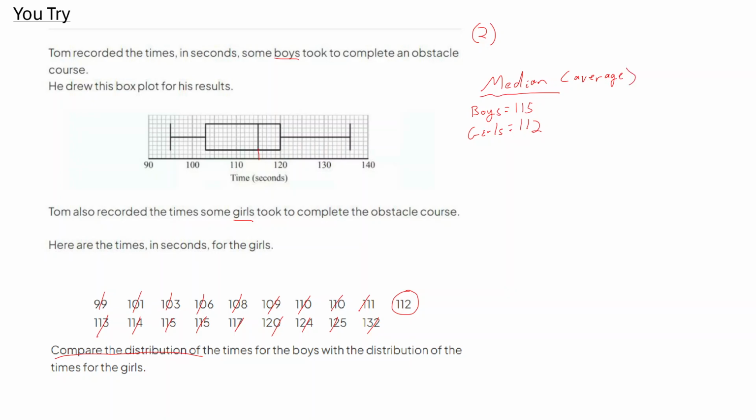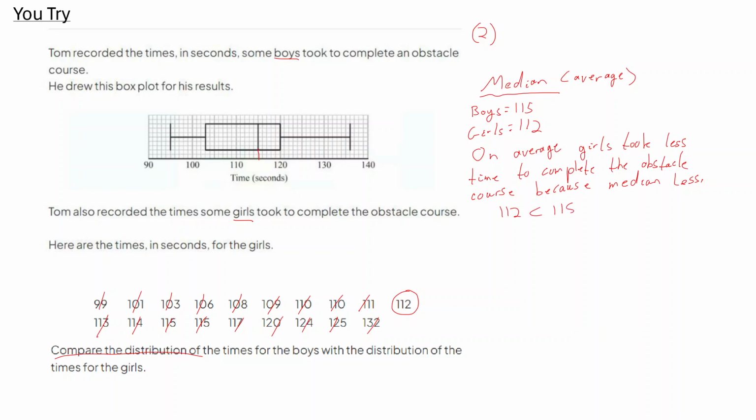So we can say, I've got to put it into context, on average, the girls took less time to complete the obstacle course because the median, because remember median is your measure of average, the median is less, and I've got to state my numbers, which is 112 is less than 115.